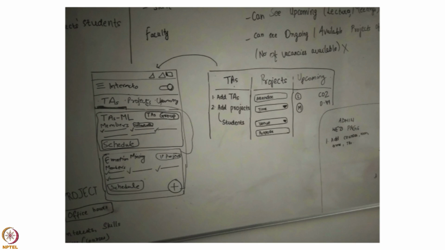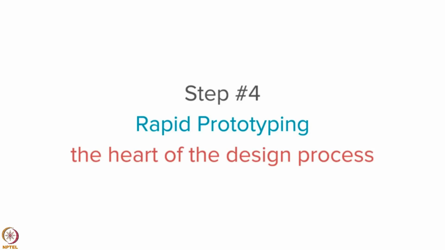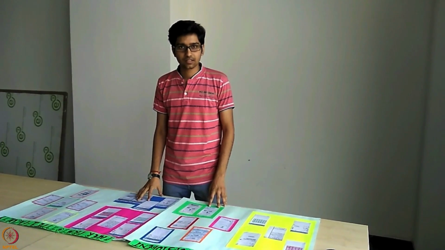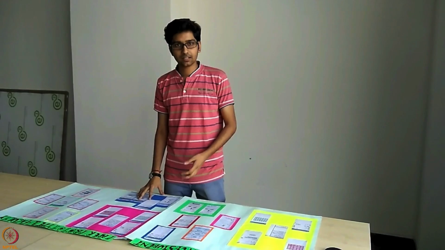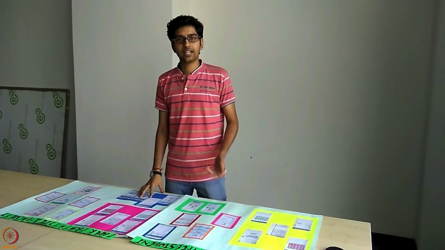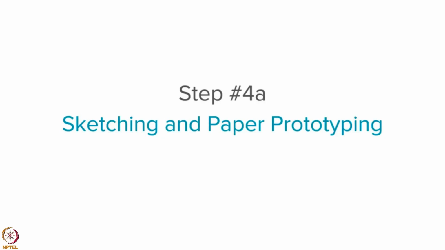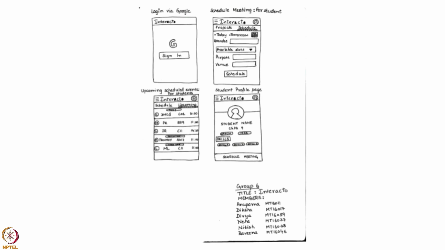Based on the discussions among team members, we made the rough layouts of the interfaces. Rapid prototyping contains 3 phases: sketching and paper prototyping, digital prototyping, and native prototyping. We carried out intra-team discussions and sketched the initial rough layouts.